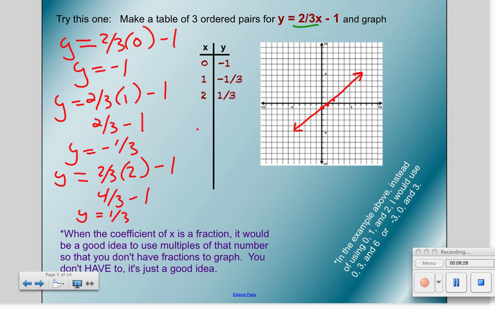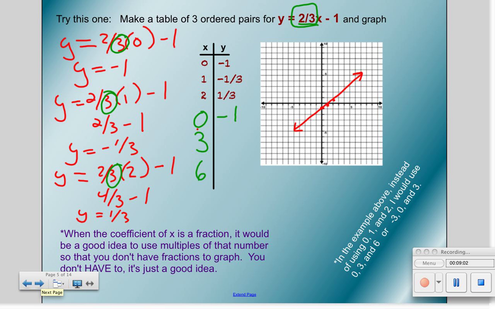Now something I wanted you to point out here from this one, when the coefficient of x, which means the number that you are multiplying x by every time, when that's a fraction, it would be a really good idea, instead of using any number, to use multiples of your denominator. So since this denominator was 3, it would be to my benefit to use multiples of 3. So for this example, maybe I should have done 0, 3, and 6. Then I would come out with whole numbers instead of fractions. It's your choice. It doesn't matter.